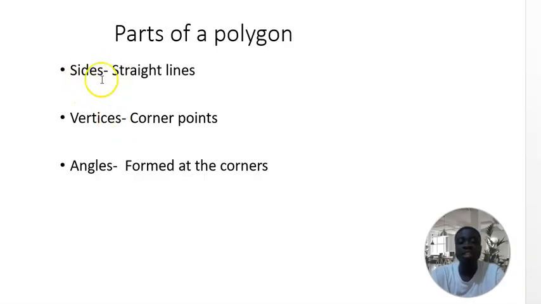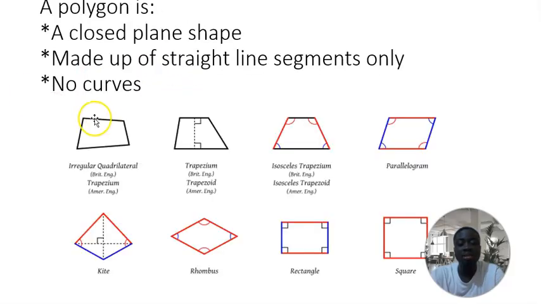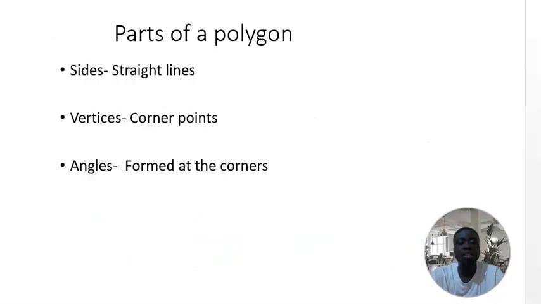Now, let's look at some of the parts of a polygon. We can talk about its sides, its vertices, and its angles. The sides are straight lines, and we can see them clearly here. From here to here is a straight line. From here to here is a straight line. And all these are sides. We also talk about vertices or the corner points.